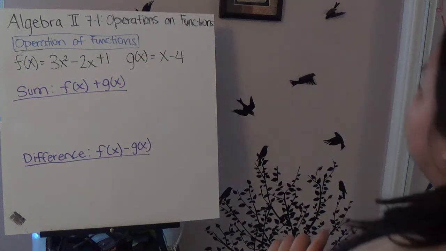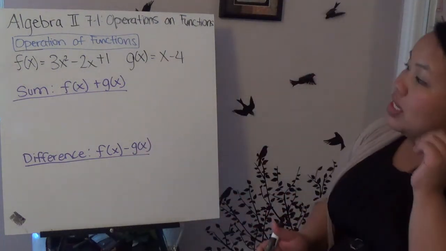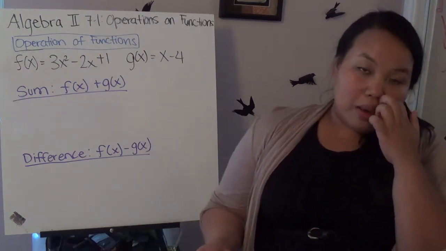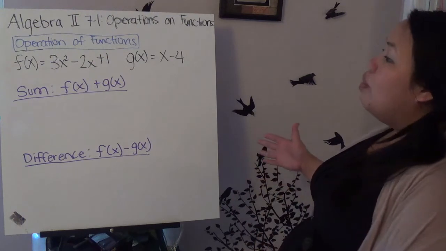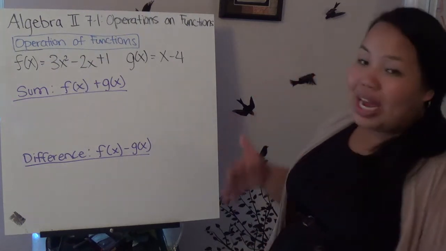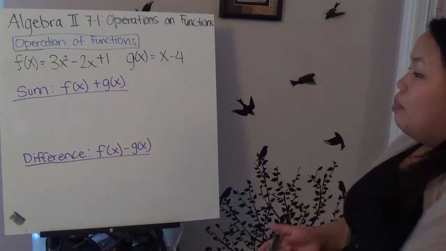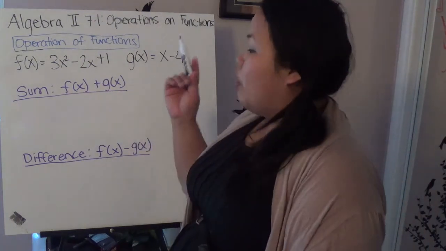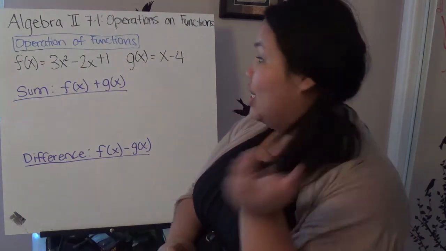In Algebra 2, Section 7.1, we're dealing with operations on functions. So basically, you've been dealing with factoring, equations, and polynomials, but now we're going to start combining different functions together. In this case, it's just basic operations like adding, subtracting, multiplying, dividing, but then we're going to do something a little bit fancy at the end.